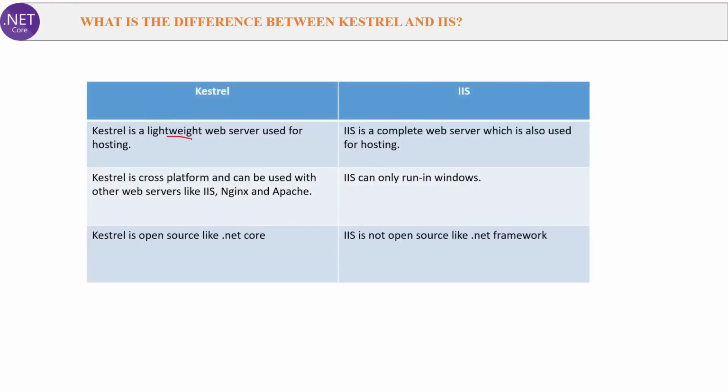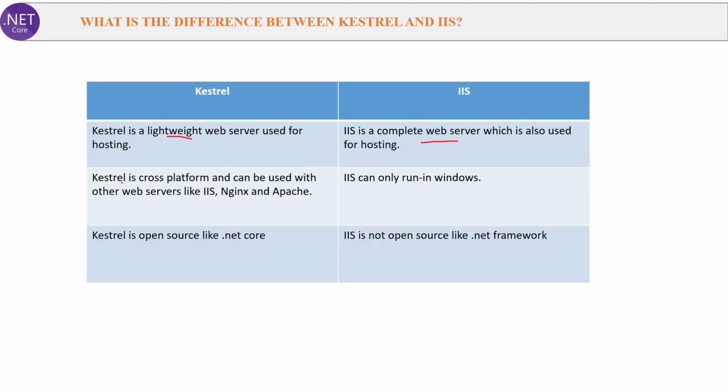Kestrel is a lightweight web server used for hosting, whereas IIS is a complete web server which is also used for hosting, but it can perform complex operations which Kestrel cannot. Lightweight means some functionalities like load balancing are not available in Kestrel, but it is available in IIS.